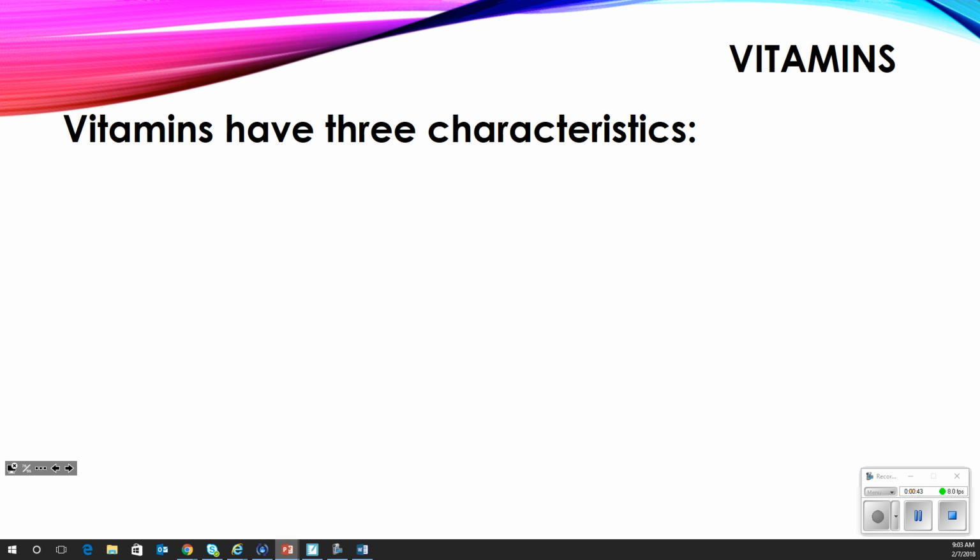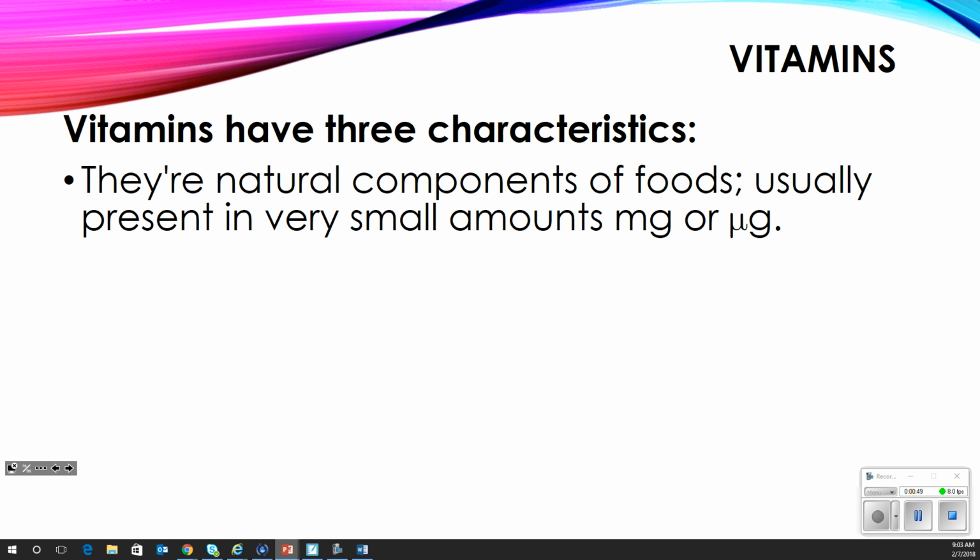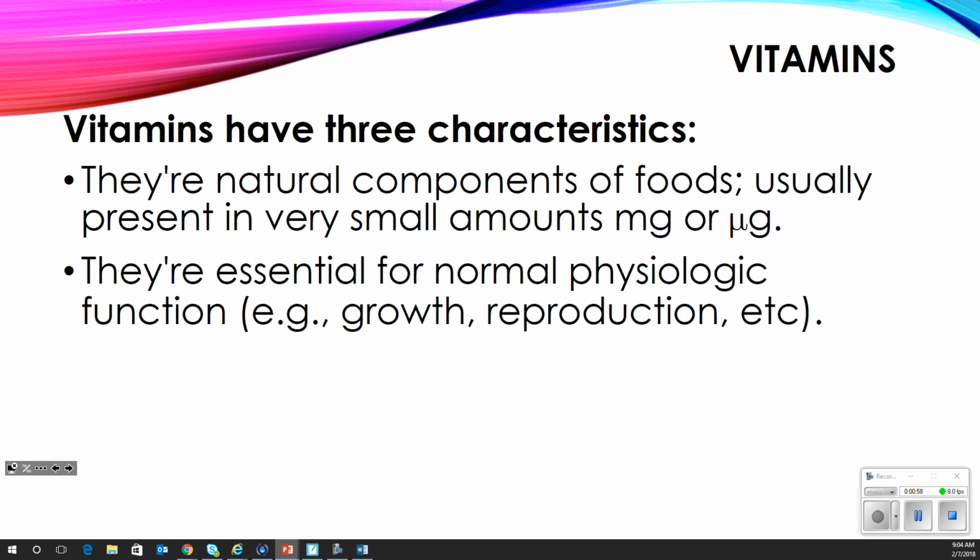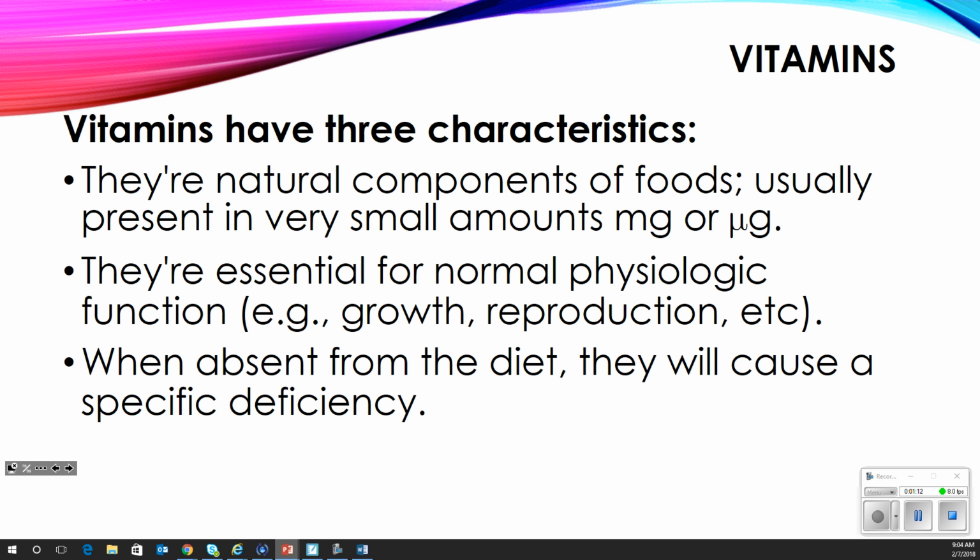So the last part of the chapter that we need to go over is vitamins, and vitamins basically have three characteristics. They're natural components of food, usually present in very, very small amounts, like milligrams or micrograms. The third one, they're essential for normal physiological function. In other words, for growth, reproduction, anything to do with your body working. And when they're absent from a diet, they will cause a specific deficiency. And you'll see it in skin, hair, nails, how the body works, how the liver works, how things work. And we'll talk about a few of those in a few minutes.